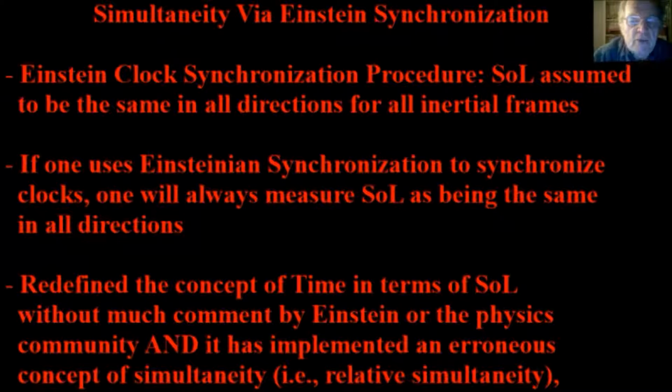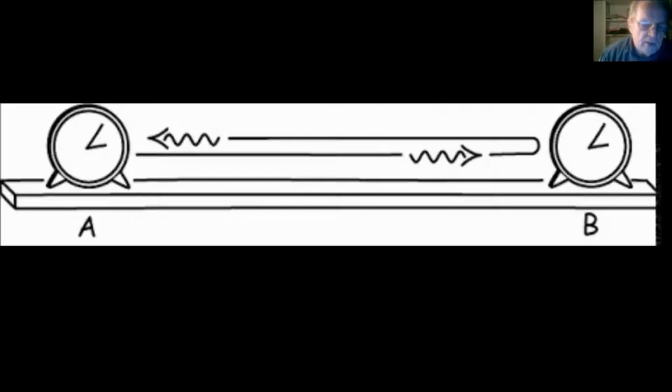But if you think about that, that really can't be true, as Dingle and others have pointed out. And a little thought should point that out. Okay, if one uses the Einsteinian synchronization procedure to synchronize clocks, then if you use those clocks to measure the speed of light, you'll find that the speed of light is the same in all directions. Let's take a look at a diagram to better understand that.